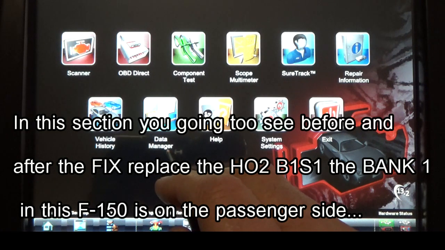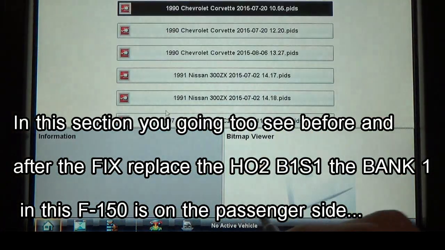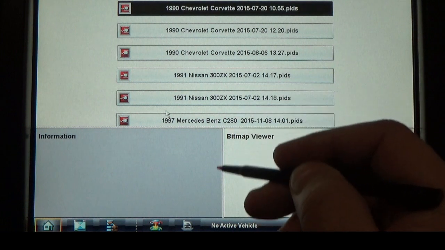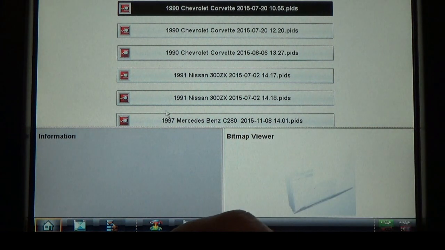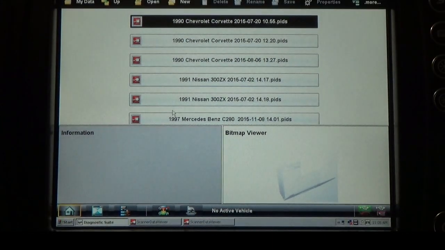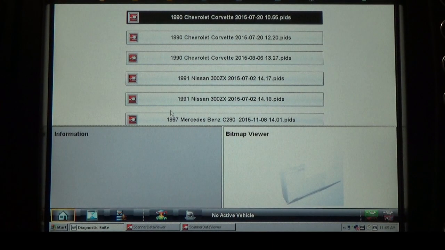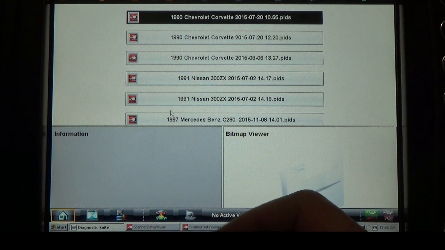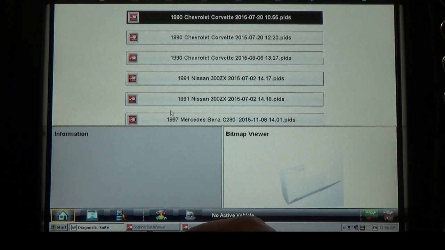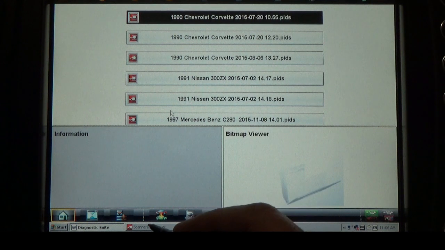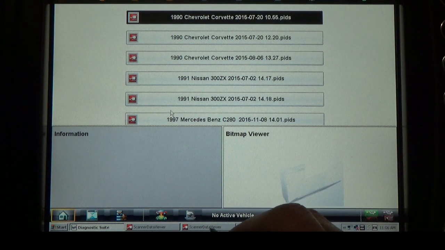Now I'm going to go to my data manager and select what I'm going to do. I already selected it, and you see it is at the bottom here. Let me see. All right, so it's already here at the bottom, what I selected. So this is before the fix, and this is after the fix. So I'm going to select this one.